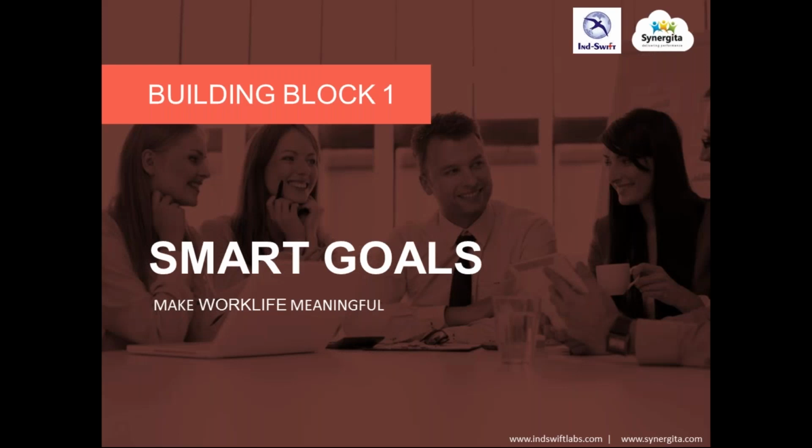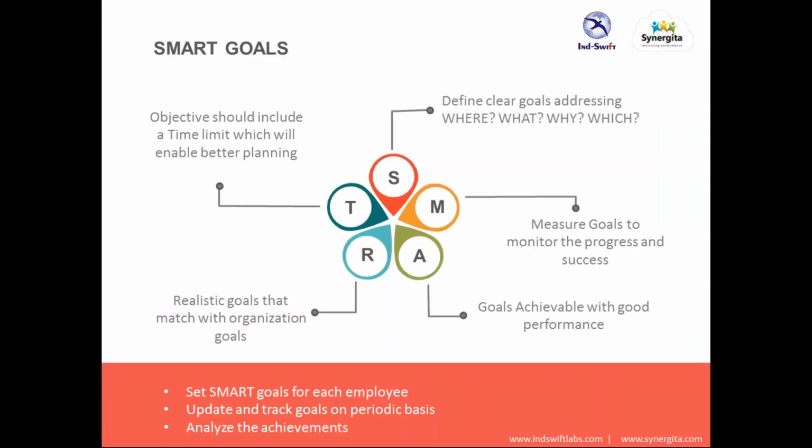So we will look at each block in detail. Smart goals. These are the different elements of a smart goal. The goal should be very clear. The objective is set very well. What needs to be achieved and how the achieved target will be measured. All these things should be part of a smart goal.